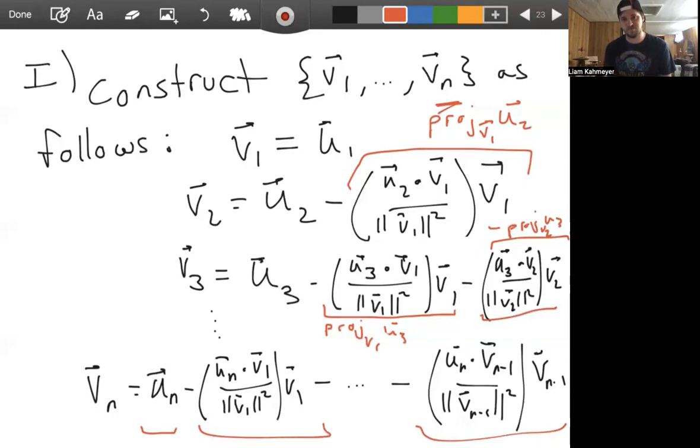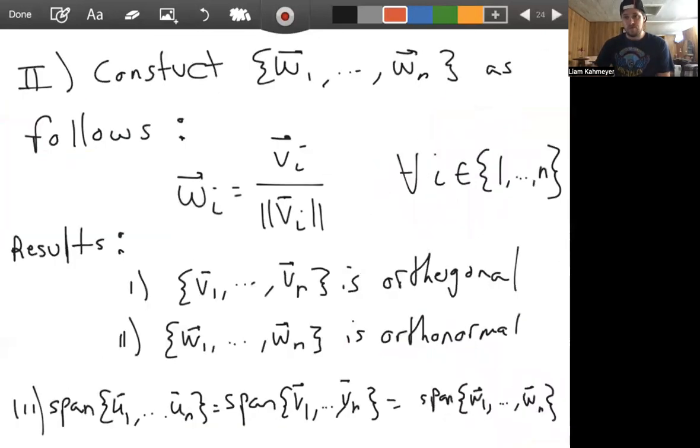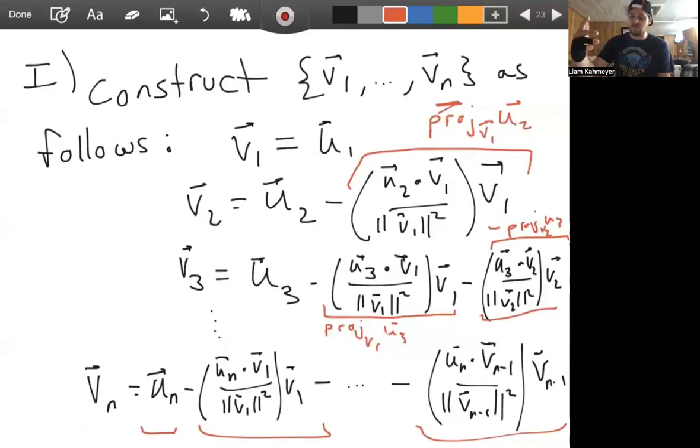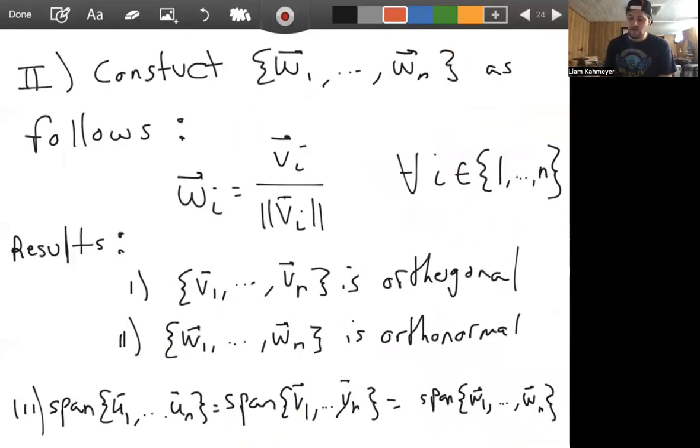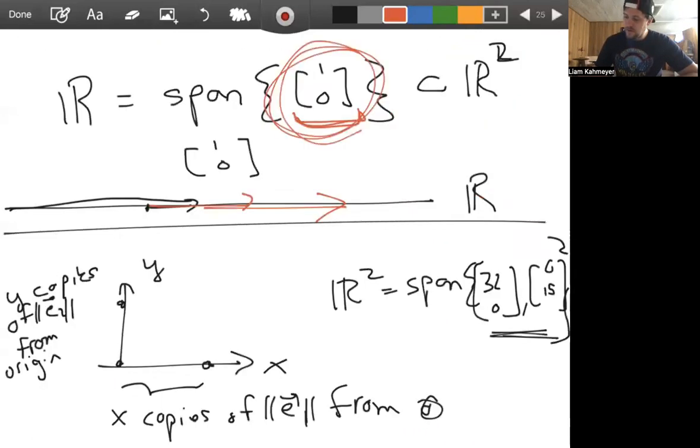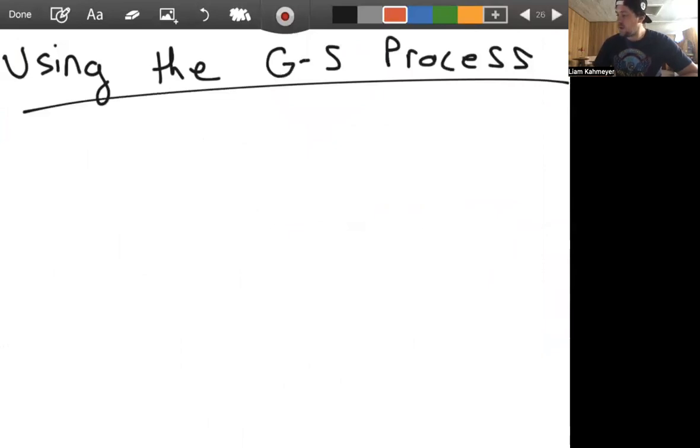And by the projection construction here, this necessarily gives you an orthogonal set with the same span, right? Then to get an orthonormal set with the same span, to guarantee they all have magnitude 1, we just take each of these V1 through Vn and divide by its magnitude. We get what we want, and all of their spans are the same. Okay, so that's a quick reminder of what we do and how we're doing it.